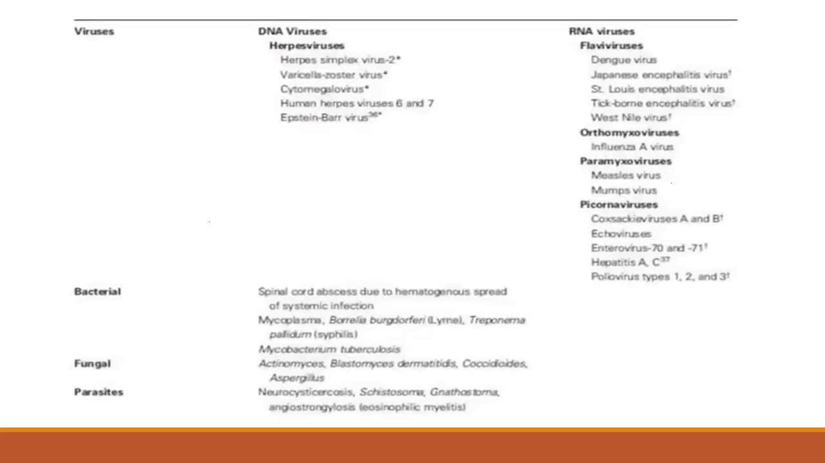So basically the types of viruses that are involved in myelitis: HSV, picornaviruses, dengue viruses, orthomyxoviruses. Bacterial, fungal, and parasitic infections usually cause compressive types of symptoms characterized by abscess formations, etc.